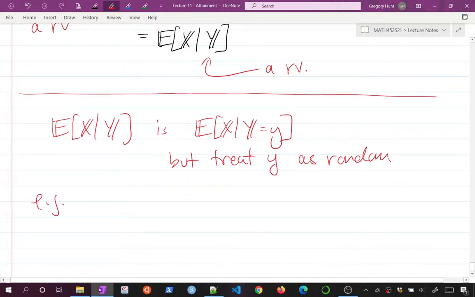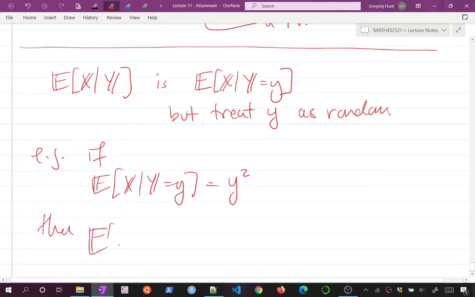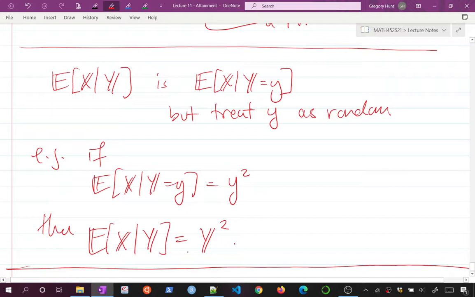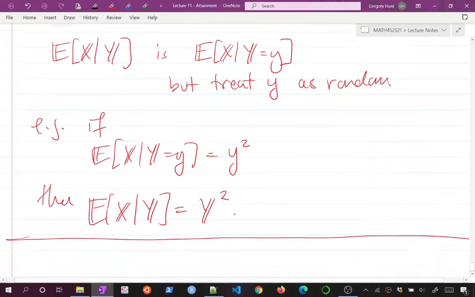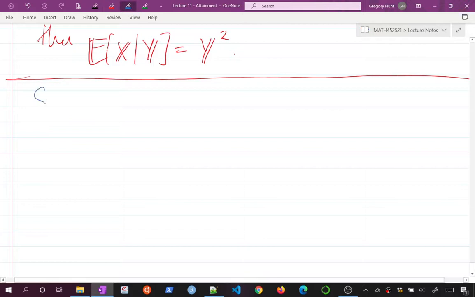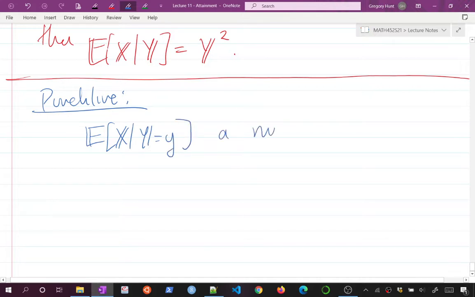For example, if the expected value of x given y is little y is y squared, then the expected value of x given capital Y is capital Y squared. That's all it is, but you just have to remember that the first version is a number, and the second version is a random variable. So let me just write that out real quick. Let me just say punchline: this thing is a number, and this thing, the expected value of x given y, is basically the above thing, but we treat the y as random also, a random variable.